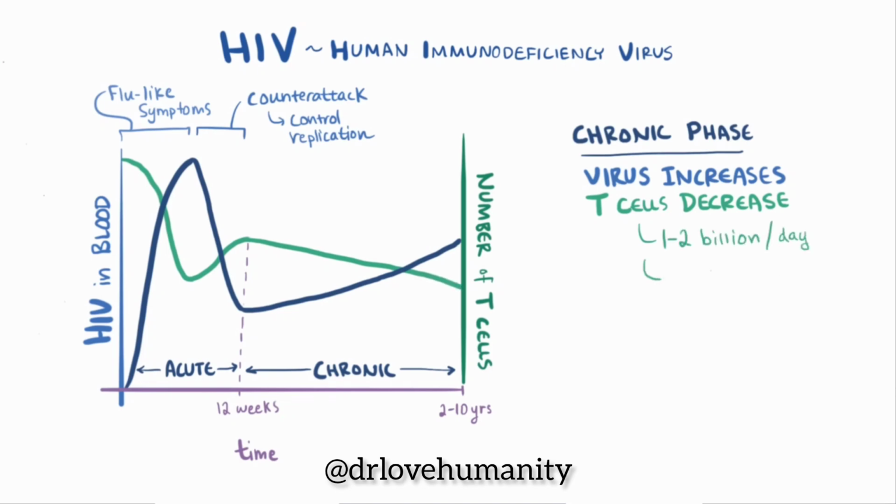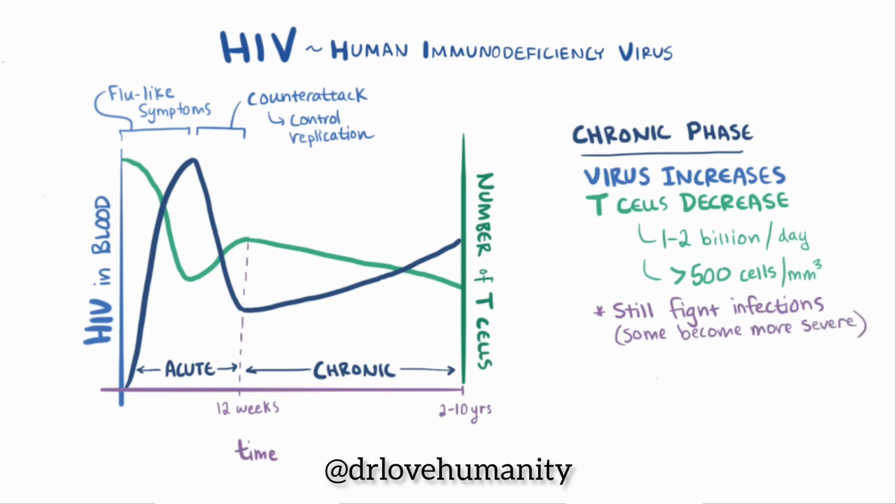During this chronic phase, T cell counts usually remain above 500 cells per cubic millimeter, which is about the size of the head of a pin, and patients can still fight off other infections fairly well, although some infections like tuberculosis become more common and severe.